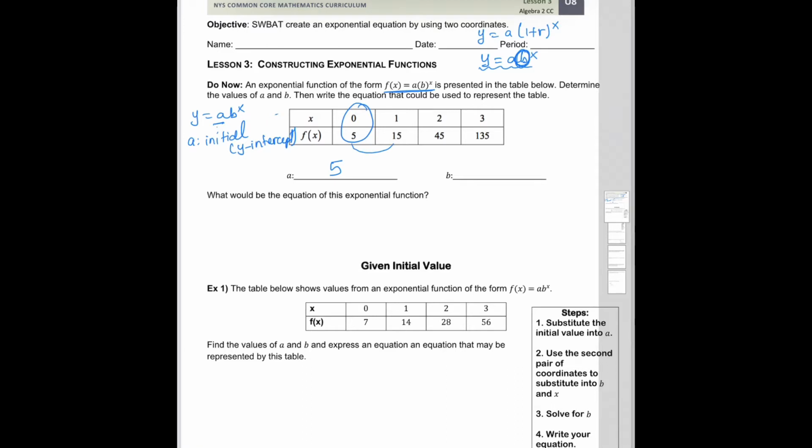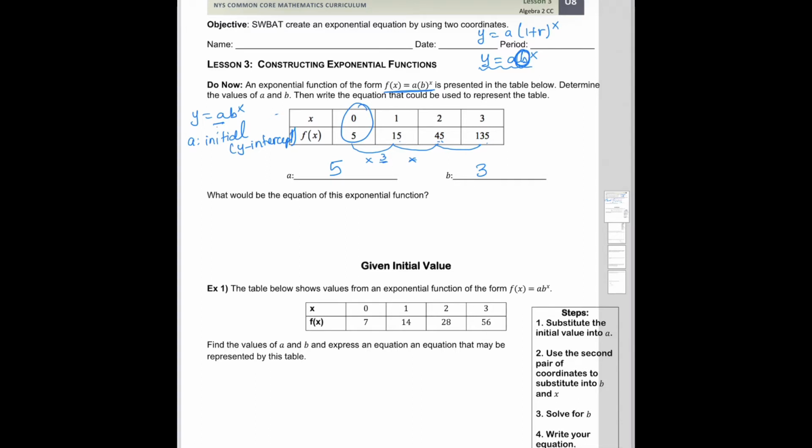And b is your growth factor. How are the y values going up? Look at the pattern. It's 5, then 15, then 45. Since it's an exponential equation, it's going to be multiplied by a certain number, and that number has to be consistent throughout. 5, which is what? 3. Do you agree? 15 times 3 is 45. 45 times 3 is 135.